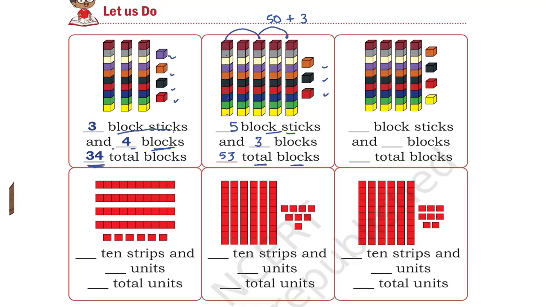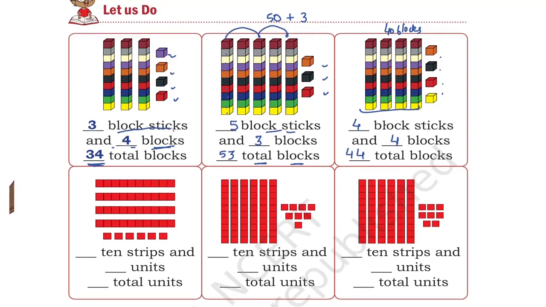Moving on to the next question. How many block sticks do you see? Simple. I see 4 block sticks here. And how many loose blocks? There are 4 blocks that we can see. Total blocks will be 4 in 4 block sticks, so there will be 40 blocks. And the loose 4 blocks make it a total of 44 blocks.